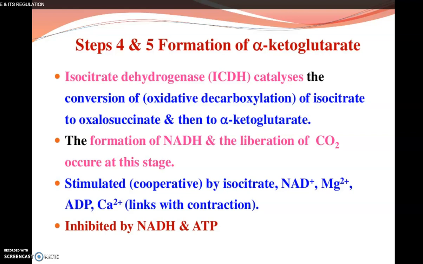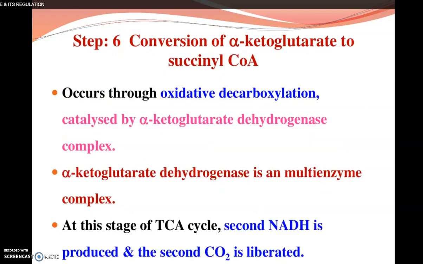And the reaction, this stage is inhibited by NADH and ATP. Step 6, conversion of alpha-ketoglutarate to succinyl-CoA. Now this occurs through oxidative decarboxylation and it is catalyzed by alpha-ketoglutarate dehydrogenase complex. Alpha-ketoglutarate dehydrogenase is a multi-enzyme complex. At this stage of Krebs cycle, second NADH is produced and the second carbon dioxide is liberated.